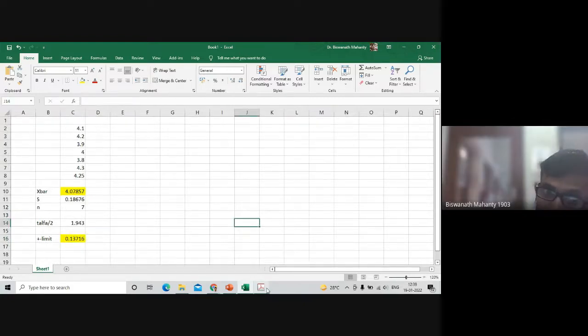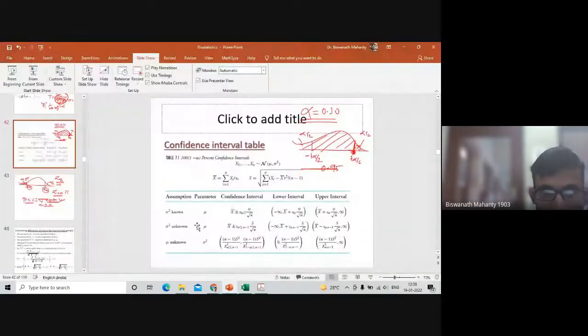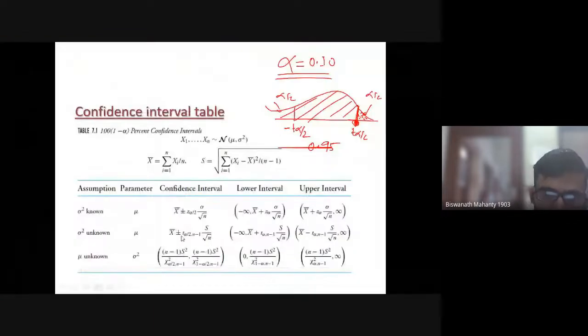You see, after so much time, we are going to calculate this because I want to find out the distribution of our mean. X bar plus minus T alpha by 2, n minus 1, into S by root n. S is standard deviation, that I calculate. And n is number of samples. Fine. I have to know the T alpha by 2, n minus 1.